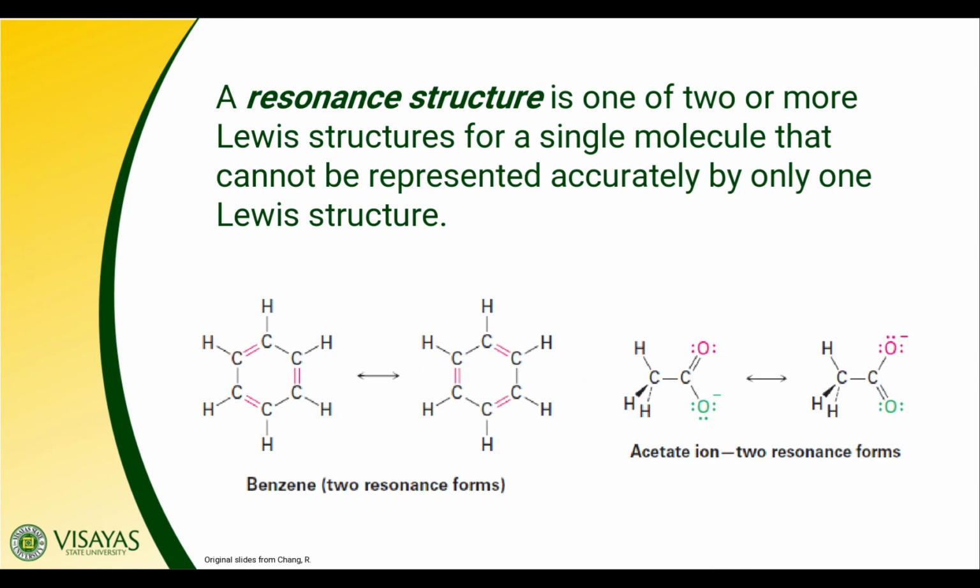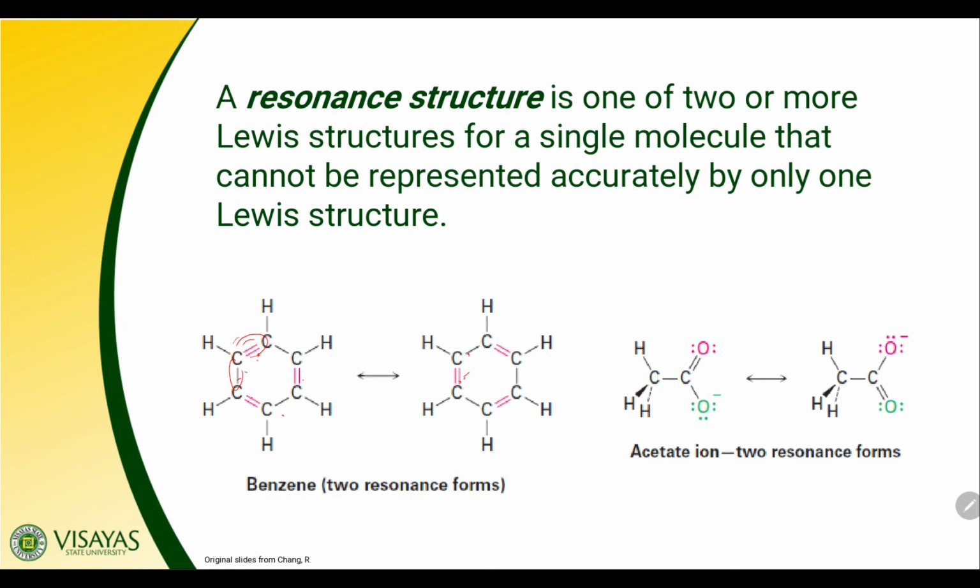Okay, then we have resonance structure. A resonance structure is one of 2 or more Lewis structures for a single molecule that cannot be represented accurately by only one Lewis structure. So, for example, we have benzene. If you have observed, our double bonds are here: double bond, single, double, single, double, single. And in the other resonance structure, instead of a double bond here, we have a single bond, and instead of a single bond, we have a double bond. So the alternate double bonds are now moved from this carbon to this one, like this.